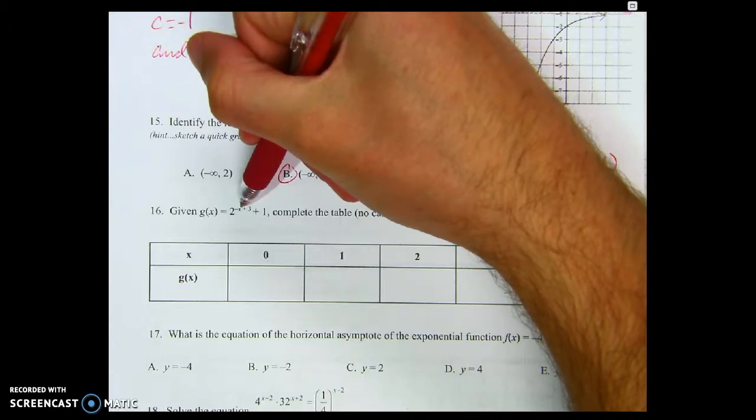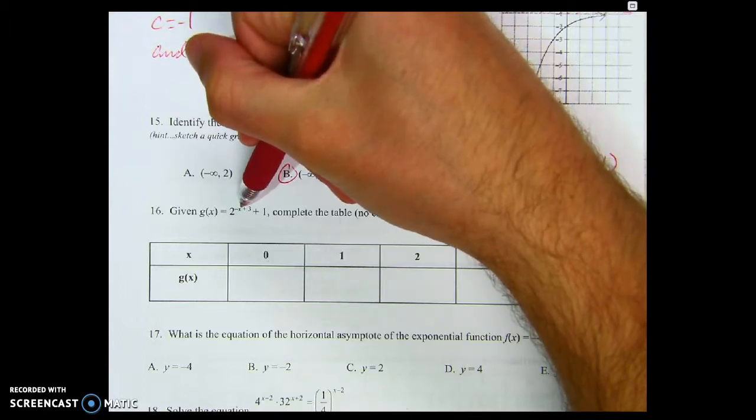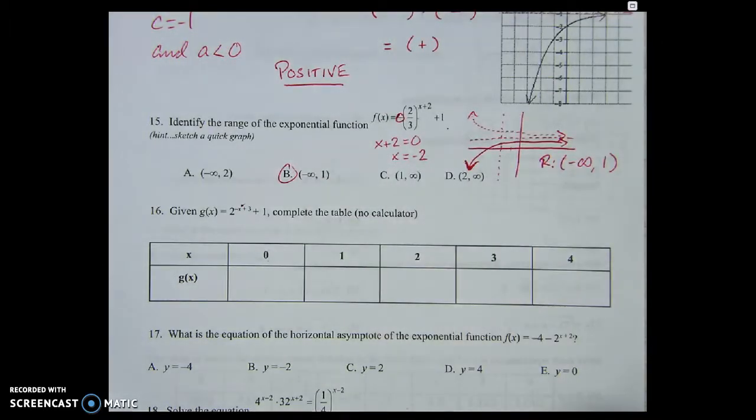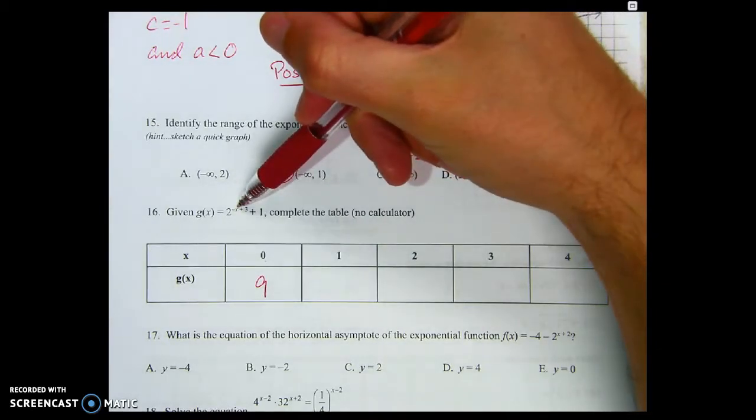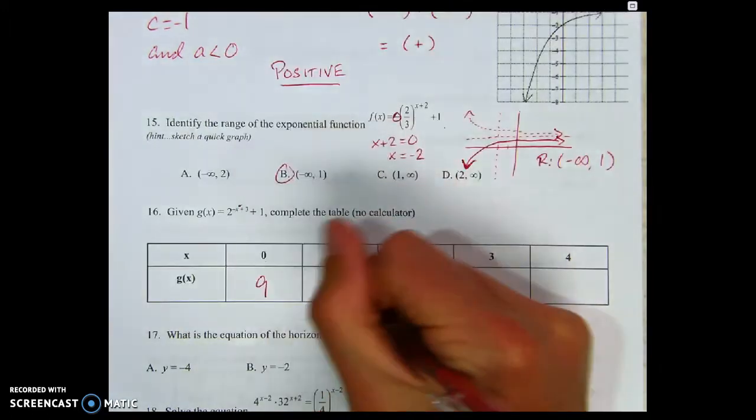So really that's 2 cubed plus 1. What's 2 cubed? It's 8. 2 cubed plus 1 is the same as 8 plus 1, which is 9. All right, let's plug in 1 now. We get 2 to the -1 plus 3, and -1 plus 3 is 2. So really that's 2 to the power of 2 plus 1, and 2 squared is 4. 4 plus 1 is 5.